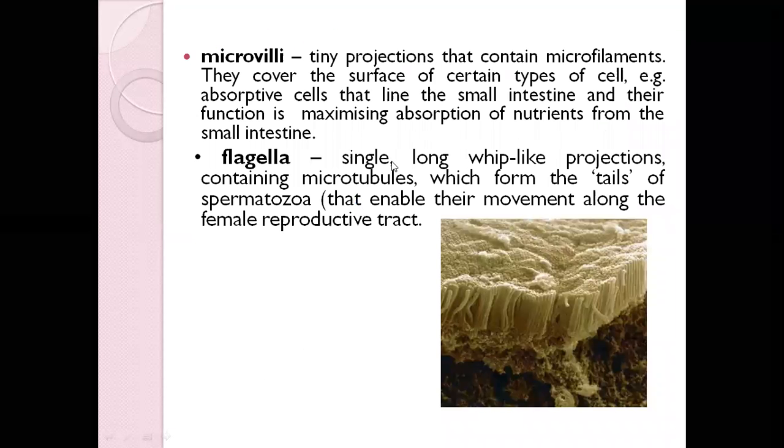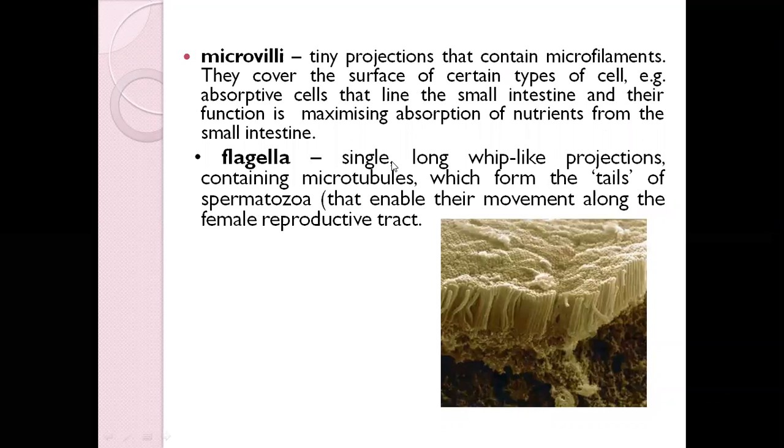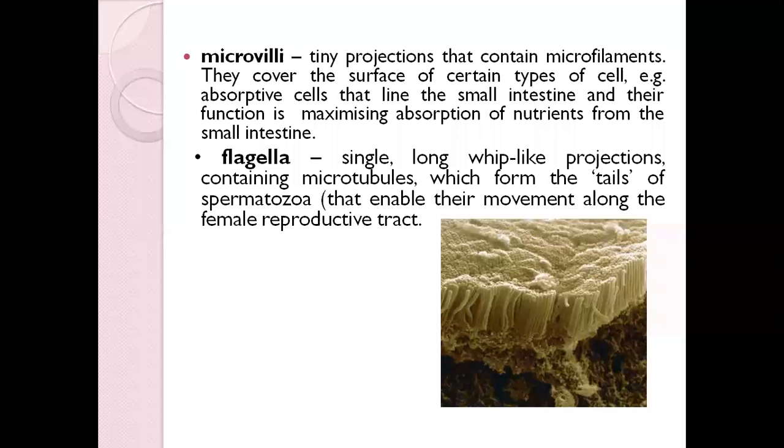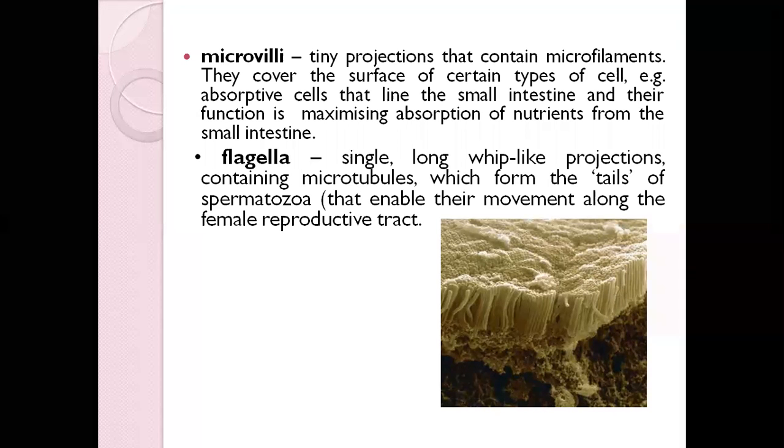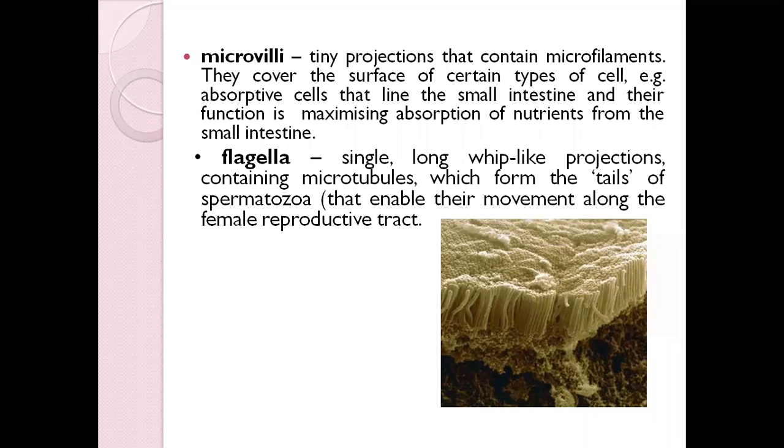It is a single long whip-like projection. It contains microtubules, and it forms the tail of a spermatozoa. Spermatozoa means sperm cells. It is needed for the process of fertilization, so that the sperm can move inside the female reproductive tract. With the help of this flagellum only, it is able to move.